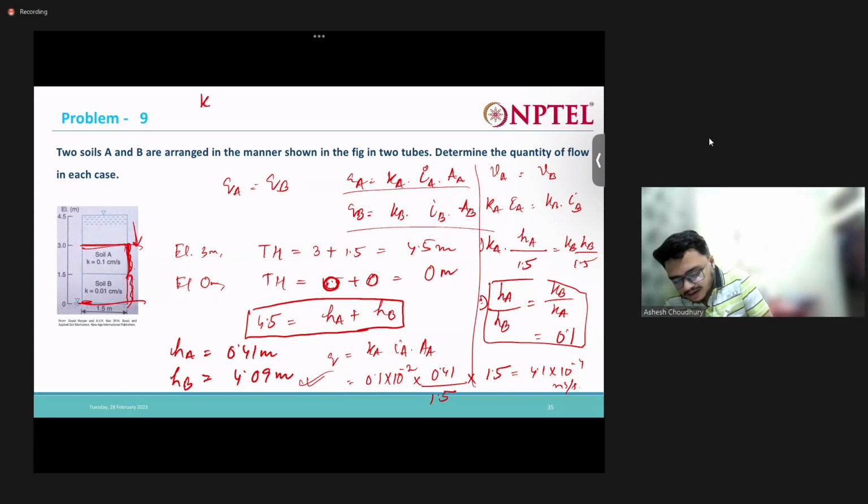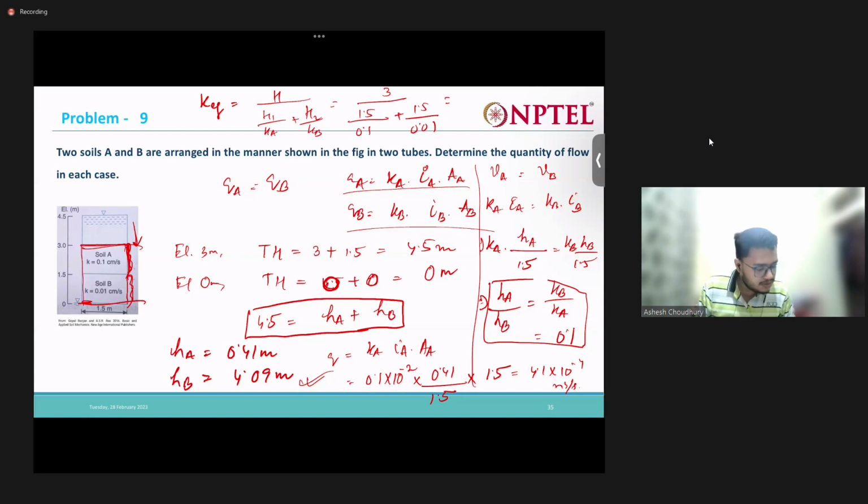Please find out K equivalent. This is the case of vertical flow, right? So please find out K equivalent. What is the formula? H by H1 by K1 plus H2 by K2. You use this formula. What is my height? Total height from here to here is 3 meters. H1 is 1.5, K is 0.1, plus H2 is 1.5, 0.01. You calculate this. Please find it out. It will be 0.0181 centimeter per second.